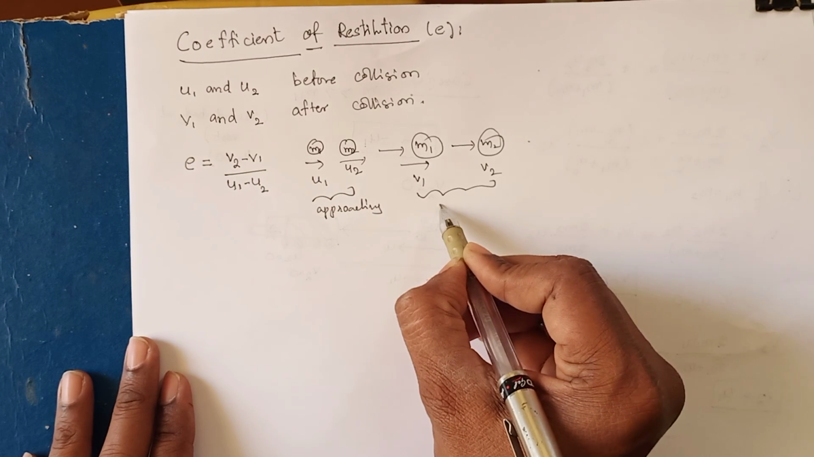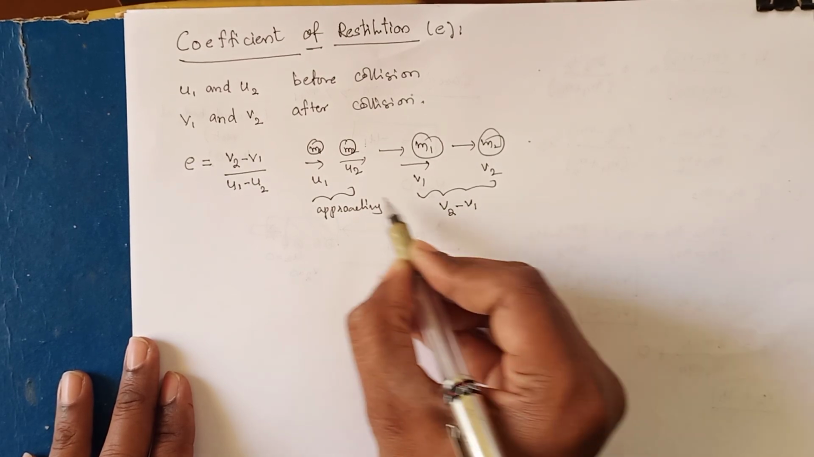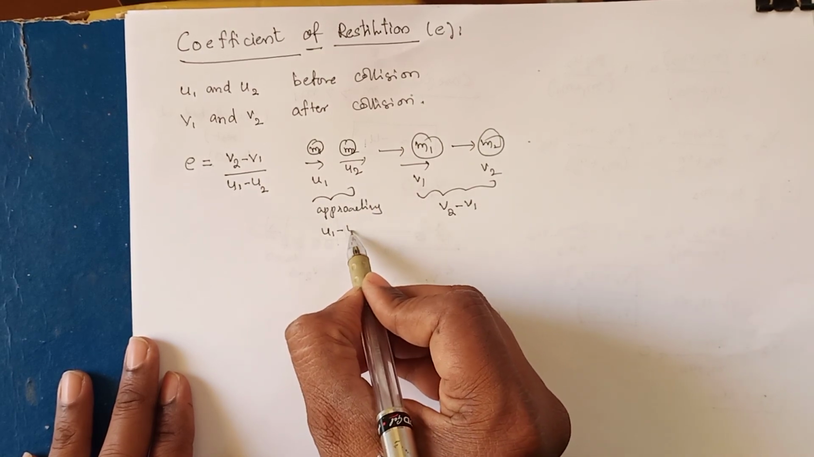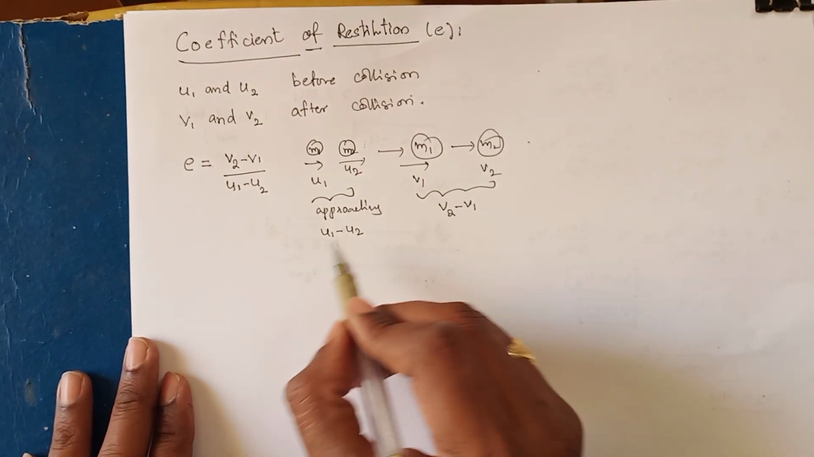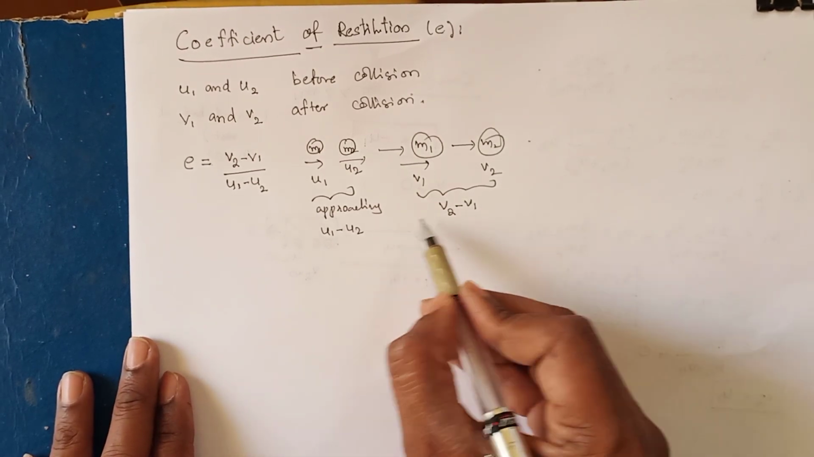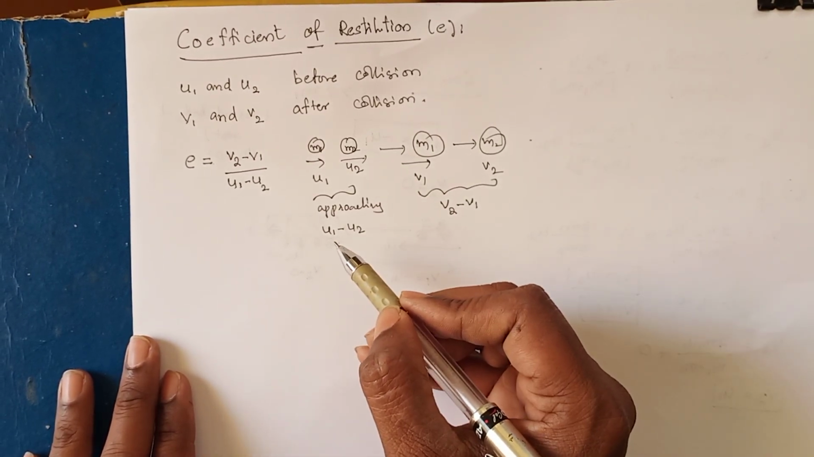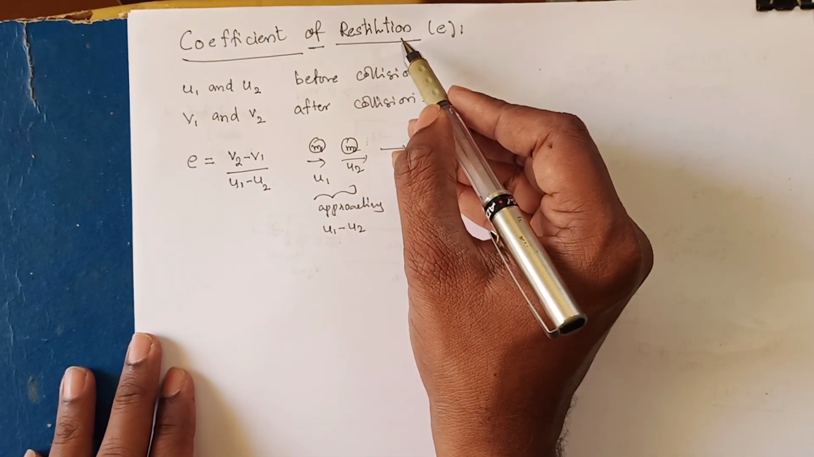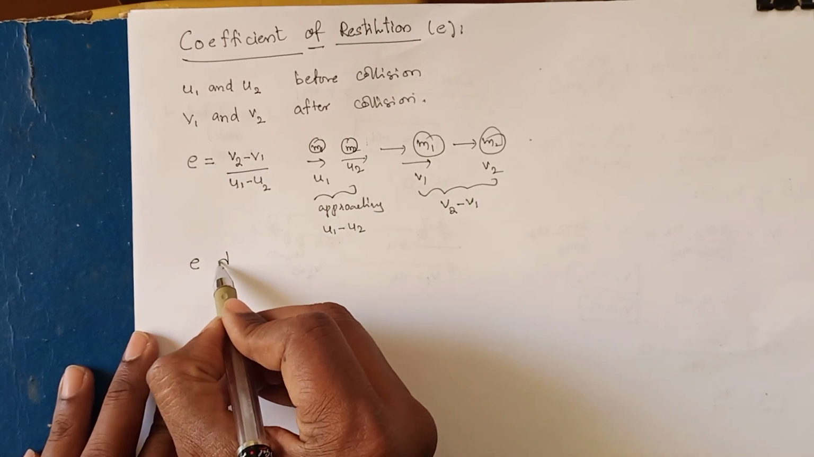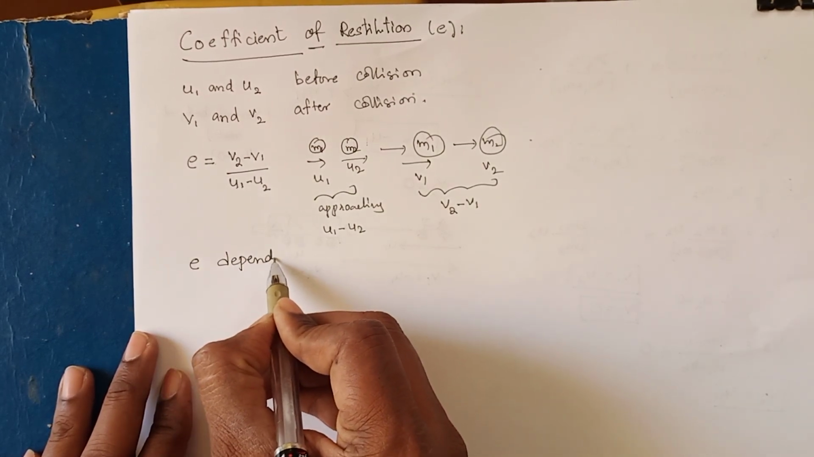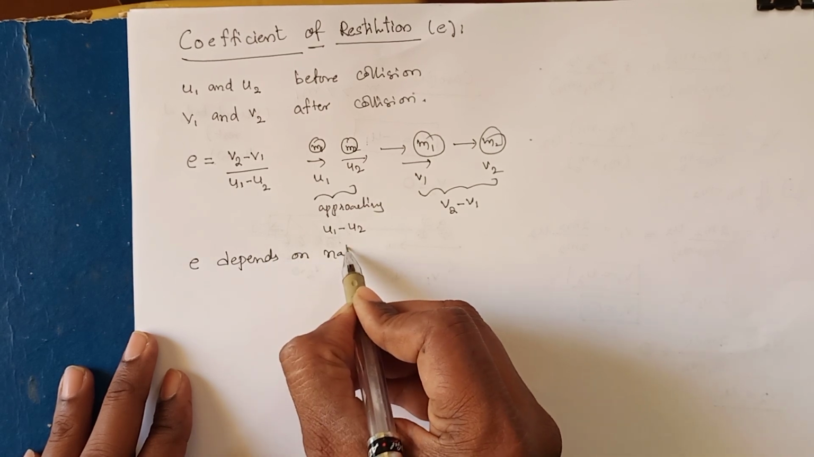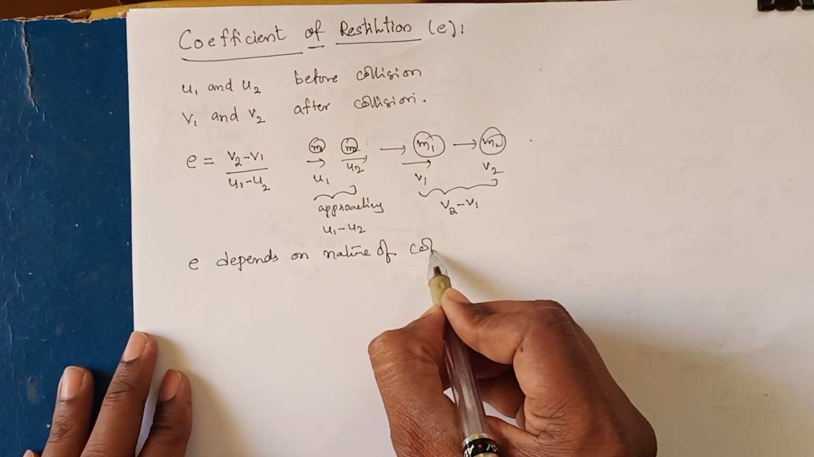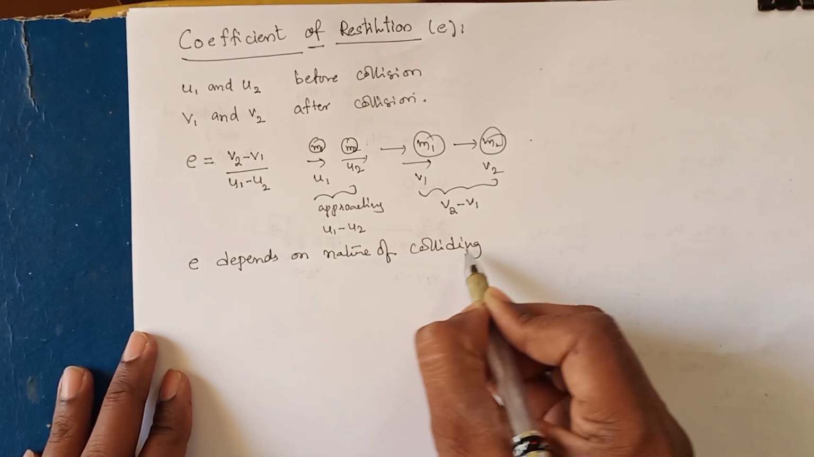So the relative velocity after separation is v1 minus v2. Here the relative velocity of approaching or of colliding is u1 minus u2. So the ratio of this, v2 minus v1 by u1 minus u2, is called the coefficient of restitution. That E value depends on the nature of colliding bodies.